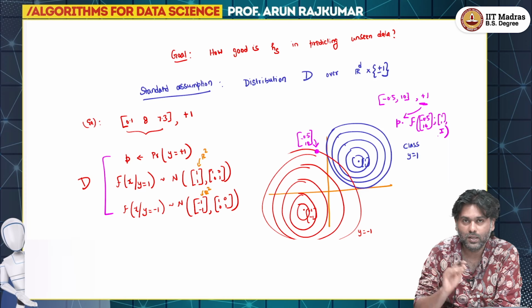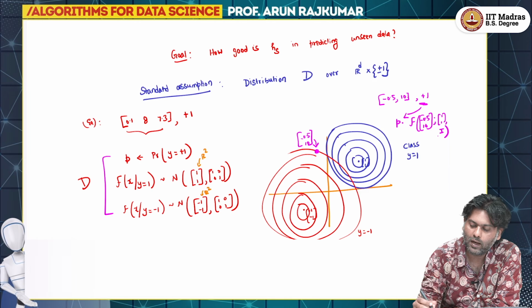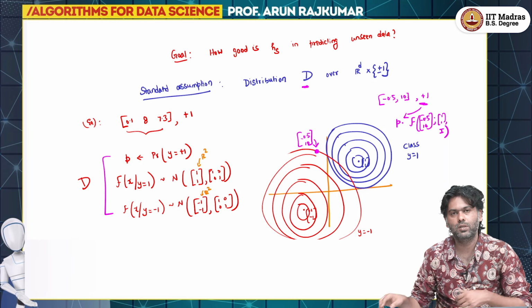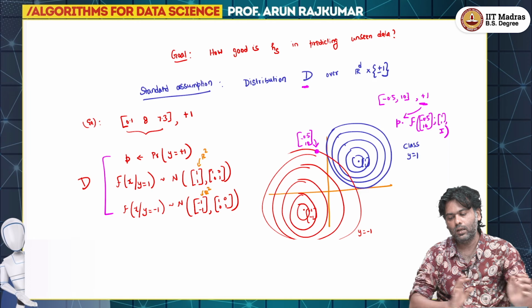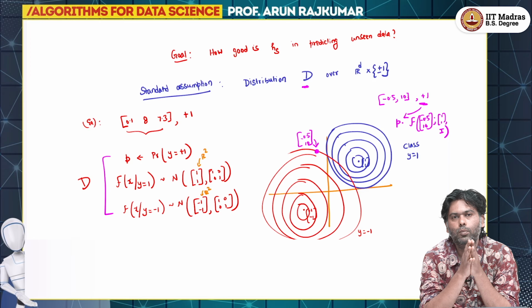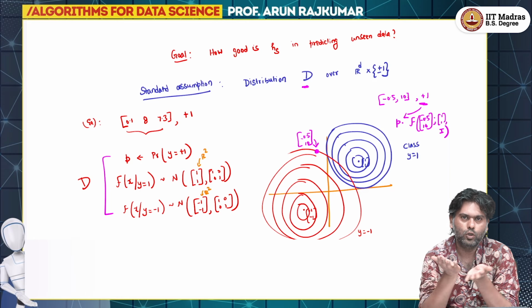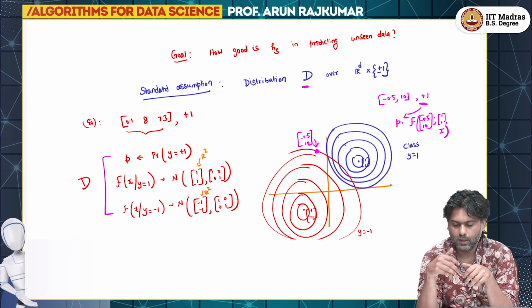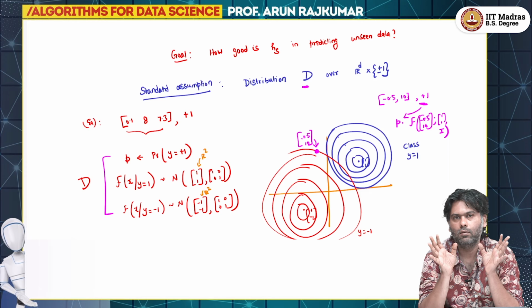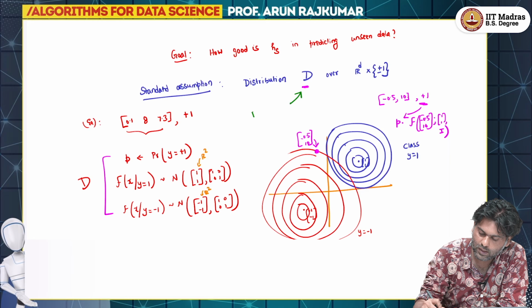This is just an example. This is not the only type of D that we care about. When I say a distribution D over R^d comma plus or minus 1, what I mean is that there is a probability distribution over the feature space and the label space, the joint distribution over feature and label. This can be Gaussian, this can be anything, we do not know. The only assumption that we are going to make is that this is a fixed but unknown distribution.